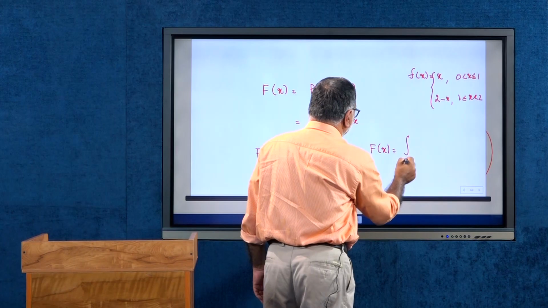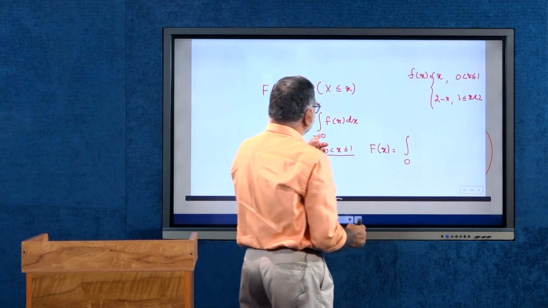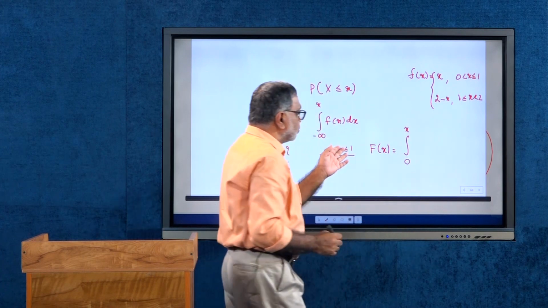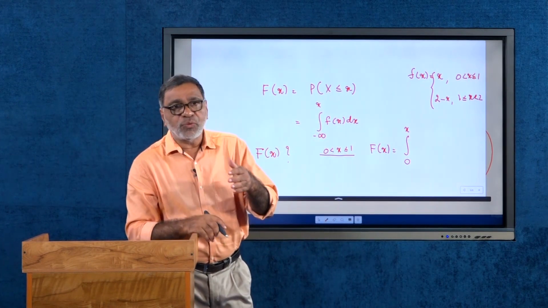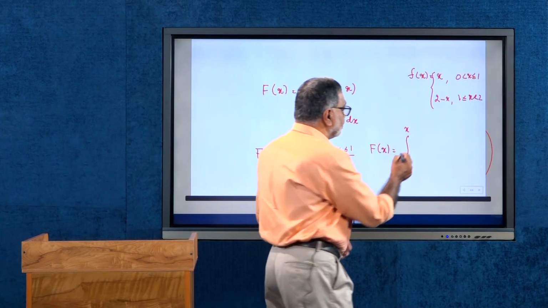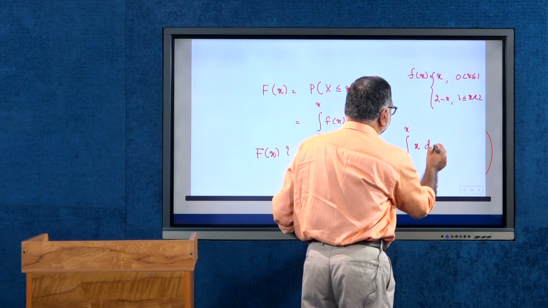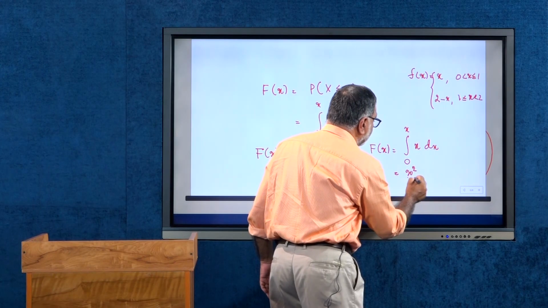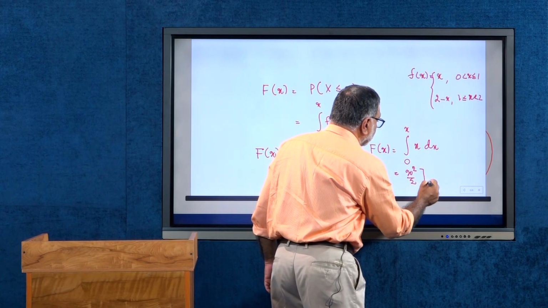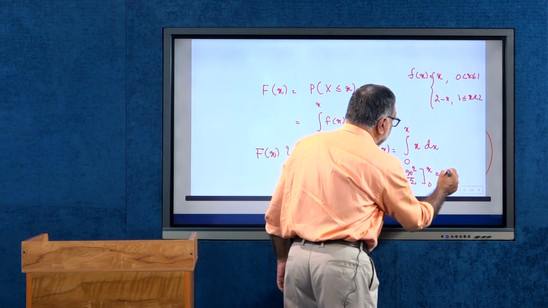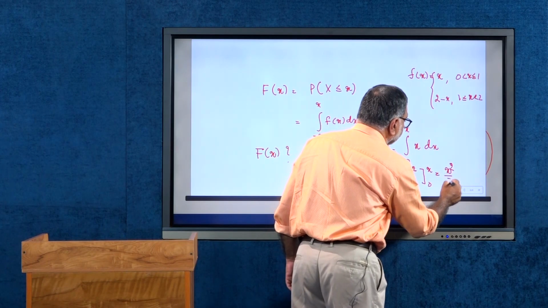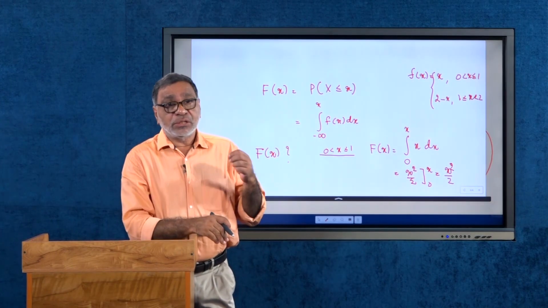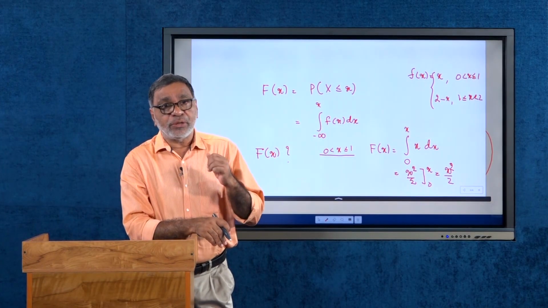That is the integral where the lower limit reduces to 0, up to x, and in this range the function value is equal to x. So, x dx, and integrating this becomes x square divided by 2, from 0 to x. So, the value is equal to x square by 2. So, when x is in between 0 and 1, the distribution function value is equal to x square by 2.